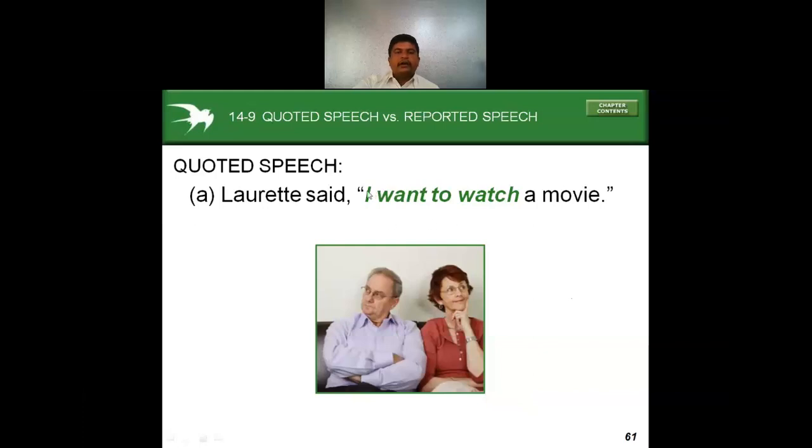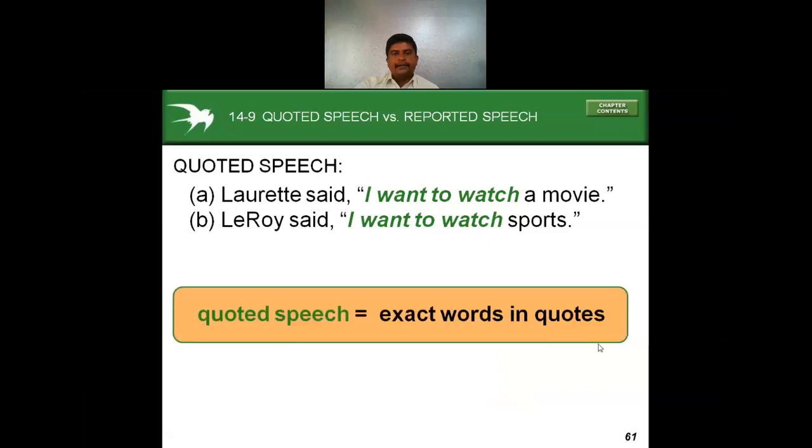Look at the green color: a group of words which has been placed in double quotation marks. Leroy said, "I want to watch sports." The conversation is going between the couple, right? This is quoted speech, which is the actual words of the speaker.